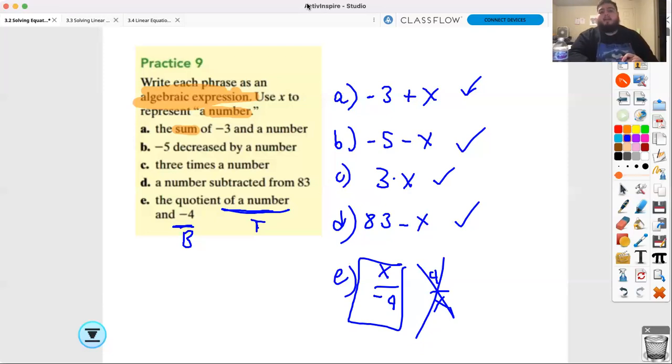All right. Let's go ahead and move on. Yep, it'll be x over, and don't forget the 4 is negative. Adelaide, you see how it's negative 4? All right, let's move on.